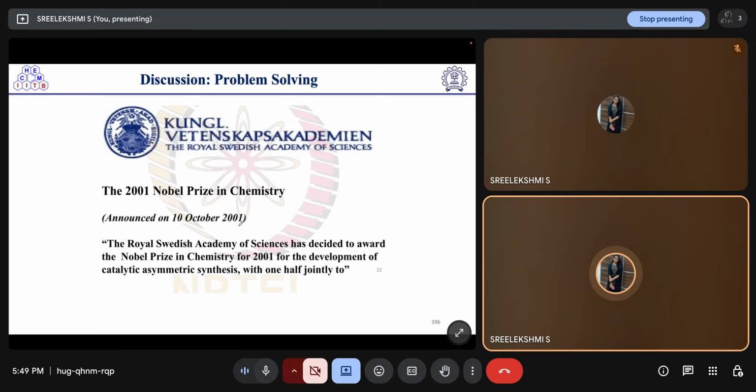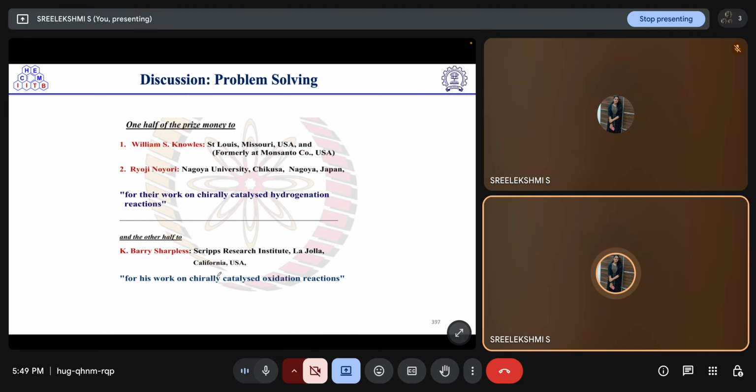Now, this Royal Swedish Academy Nobel Prize for 2001 was for catalytic asymmetric synthesis. One half of the prize money went to William S. Knowles and Ryoji Noyori, and the other half to Barry Sharpless. So this was for chirally catalyzed hydrogenation reactions, and this was for chirally catalyzed oxidation reactions.